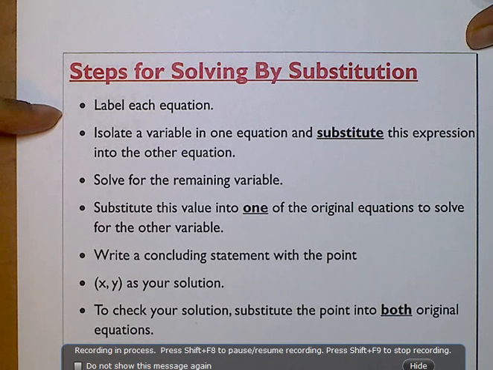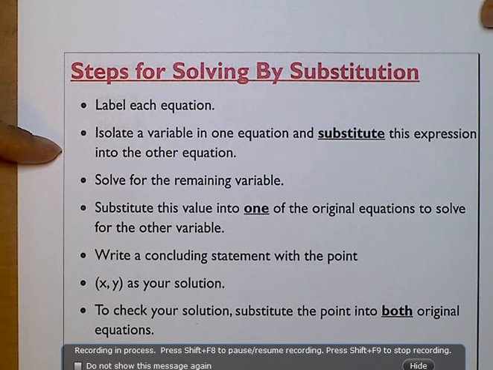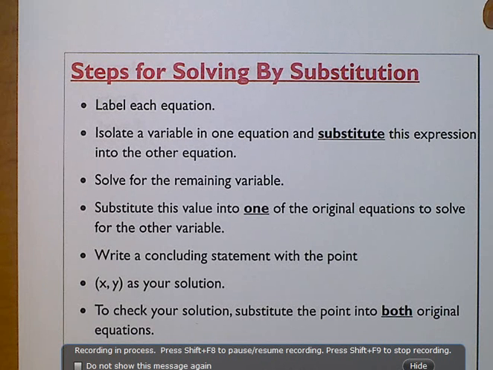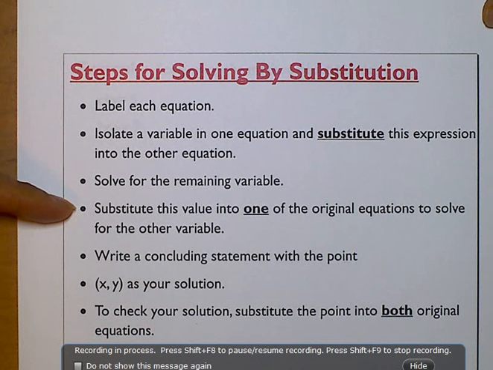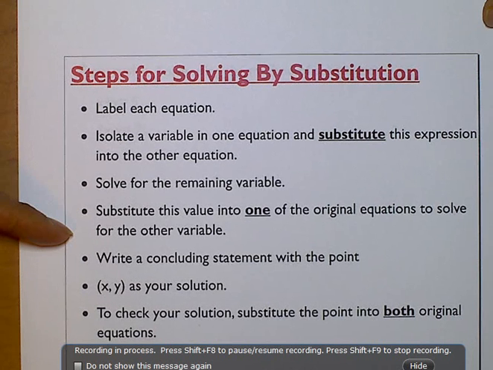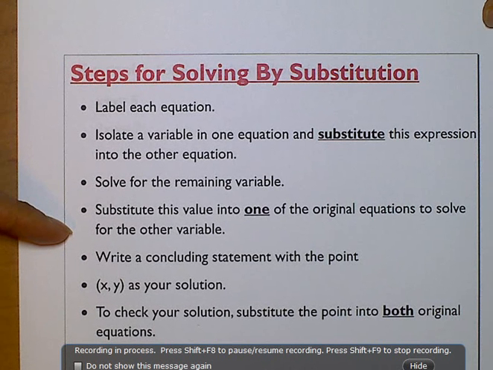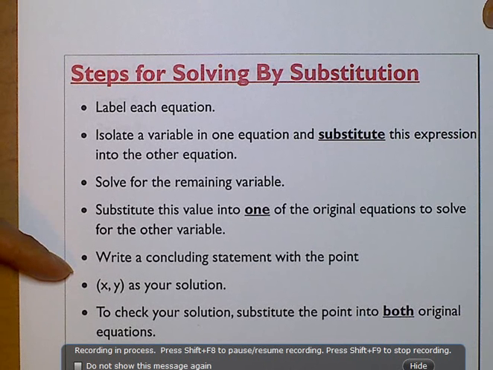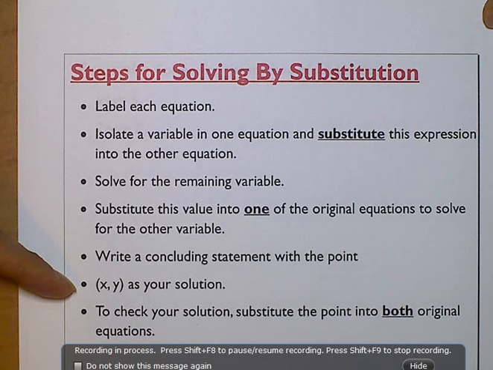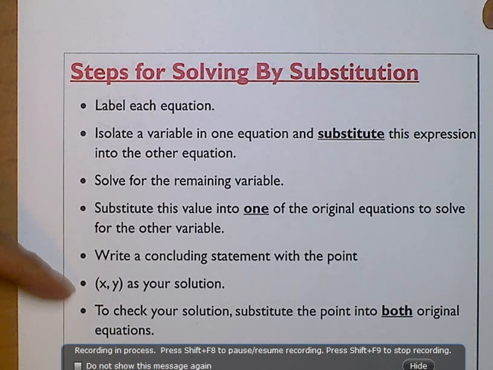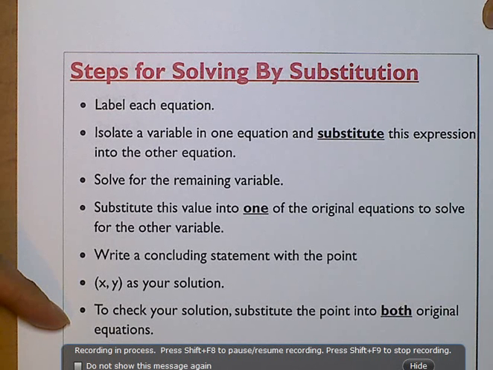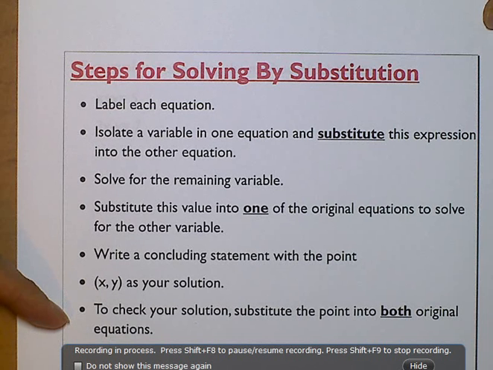Second step is to isolate a variable in one equation and substitute this expression into the other one. You're going to solve for the remaining variable, substitute this value into one of the original equations to solve for the other variable. You're then going to write a concluding statement with the point as x and y as your solution, which is a coordinate, and then you can go ahead and check your solution to substitute the answer into both of the original equations. Alright, so let's follow these steps using an example.